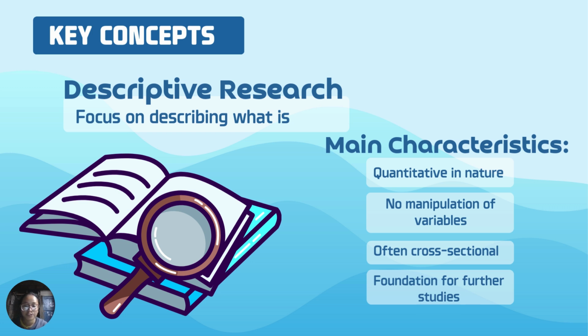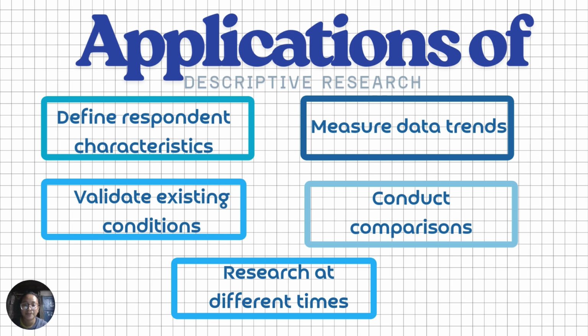Now, let's proceed to the applications of descriptive research. What applications do we have for descriptive research? First, we have define respondents' characteristics. Number two, validate existing conditions. Number three, measure data trends. Number four, conduct comparison. Lastly, research at different times.